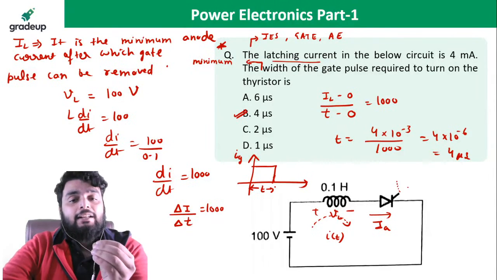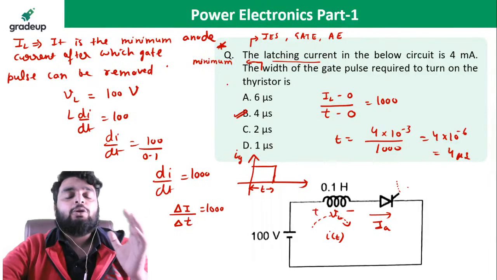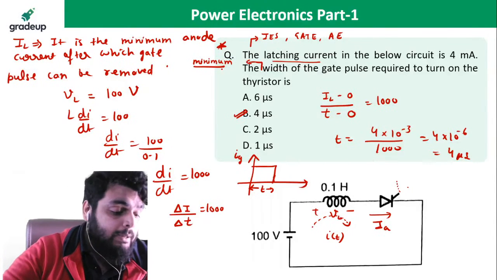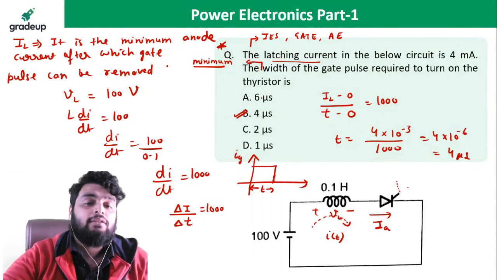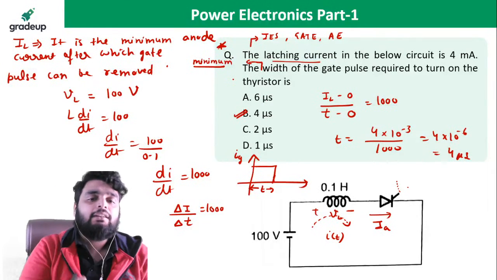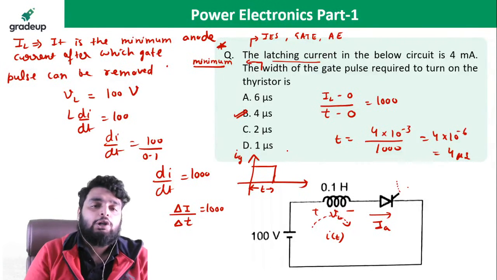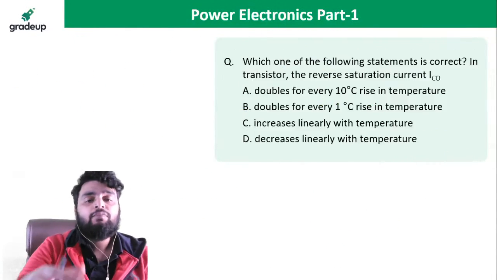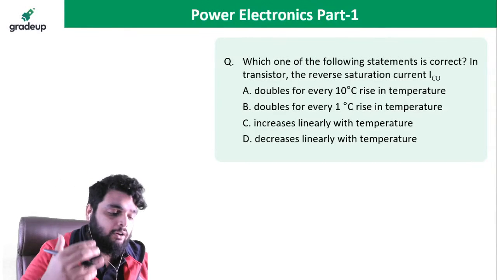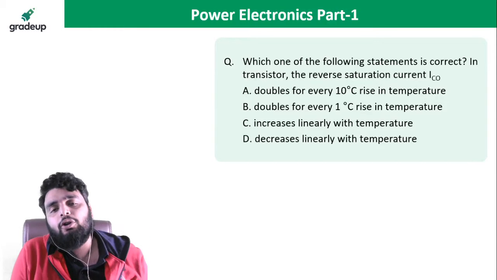If it is present more than this, then it will be okay, because I need to find out the minimum width. Okay. So when I didn't mention the minimum, in that case the answer was 6 and 4 both. But if they are mentioning the minimum width, the answer is 4. It means your gate pulse must be equal to or greater than 4 microsecond, so that your thyristor will not get turned off. Okay. Latching current exam के लिए बहुत important phenomena है.